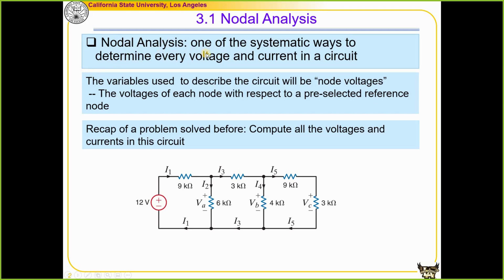Nodal analysis is one of the systematic ways to determine voltages and currents in the circuit. The variables used to describe the circuit will be nodal voltages. The nodal voltages are the voltages of each node with respect to a pre-selected reference node. Let's look into that by referring to an example that we did together in Chapter 2.